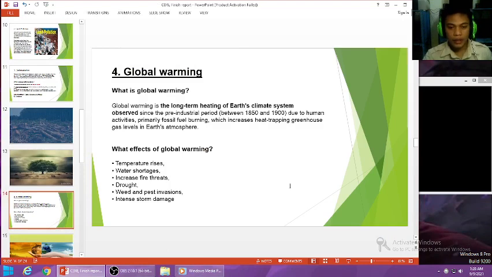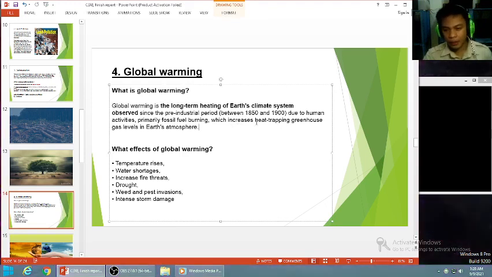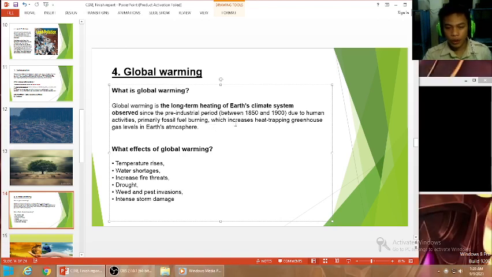Okay, next we have global warming. What is global warming? Global warming is the long-term heating of Earth's climate system observed since the pre-industrial period between 1850 and 1900 due to human activities, primarily fossil fuel burning, which increases heat-trapping greenhouse gas levels in Earth's atmosphere.